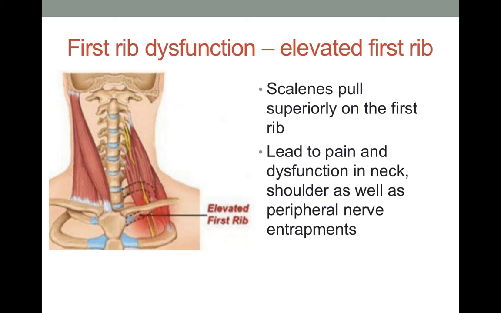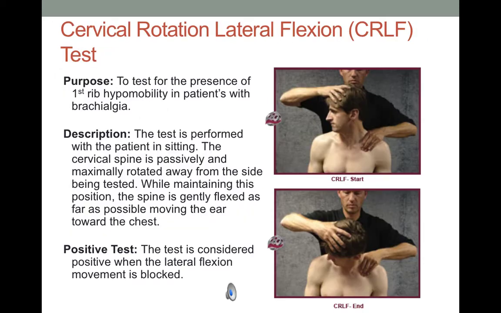A common dysfunction we see in the first rib is it being stuck in elevation. Oftentimes, this is an atraumatic onset. The scalenes have a superior pull, thus if they are dysfunctional, they impart dysfunction on the first rib. This dysfunction can be seen in many pain syndromes of the cervical spine, shoulder, and peripheral nerve entrapments, most common being thoracic outlet syndrome. Assessing for first rib dysfunction is much easier than other rib subluxations. We will practice this technique in lab.